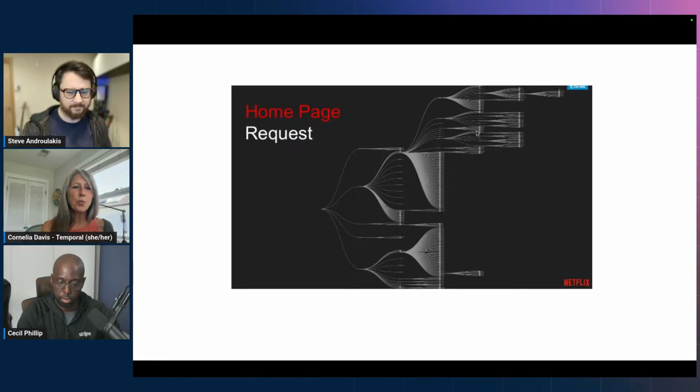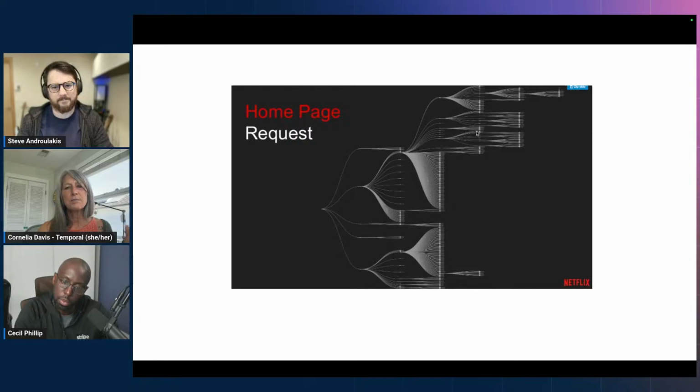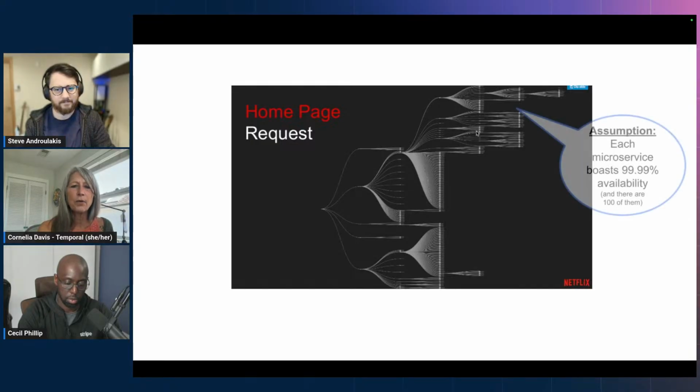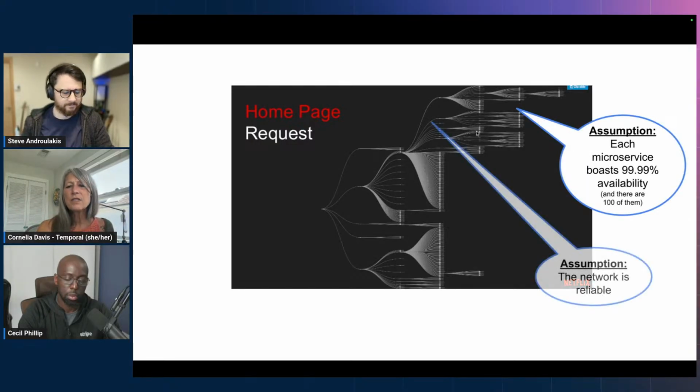So this is to render the Netflix homepage. It makes all of these downstream requests to these microservices. He in particular had delivered a caching service. So he was all about how can caching make this whole tree more resilient. But there's a whole bunch of other patterns that you can put into place as well. And there's some assumptions here.